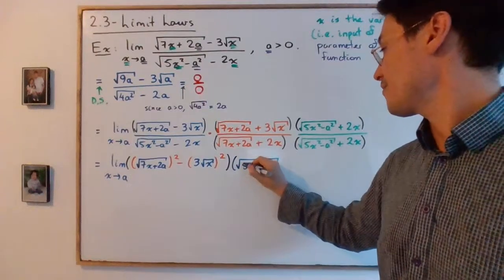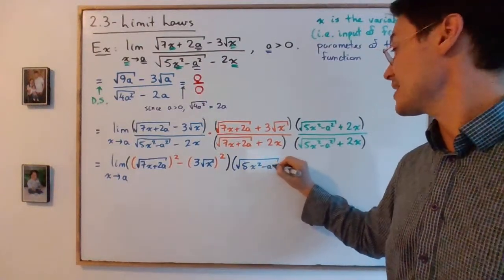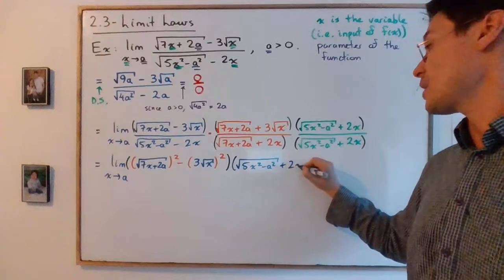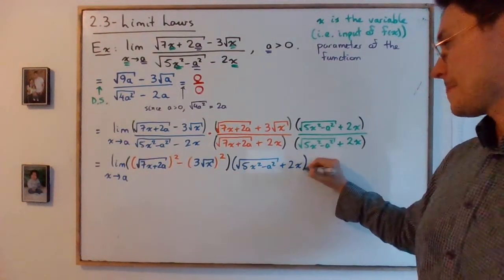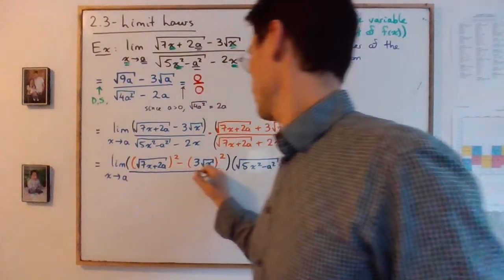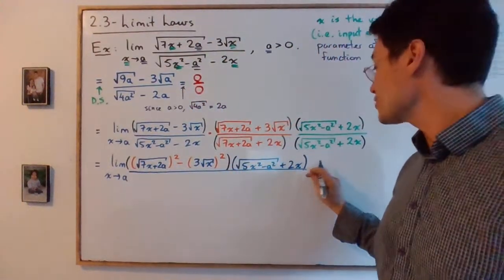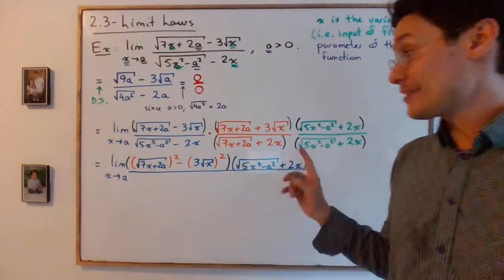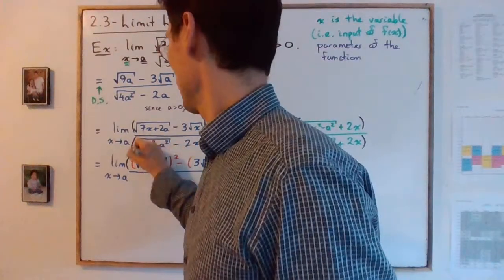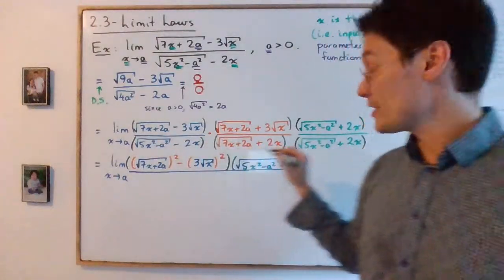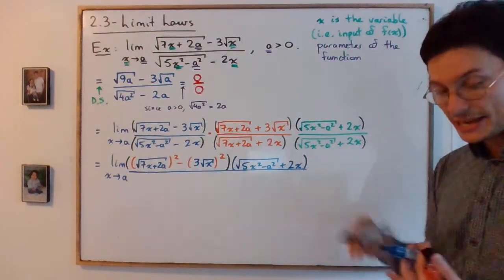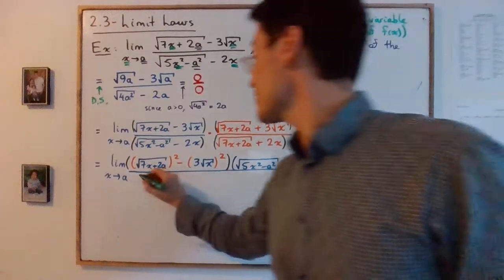The square root of 5x squared minus a squared plus 2x. What I want you to see is that at the bottom, this will create a difference of squares with the green one. So it will create a green difference of squares.